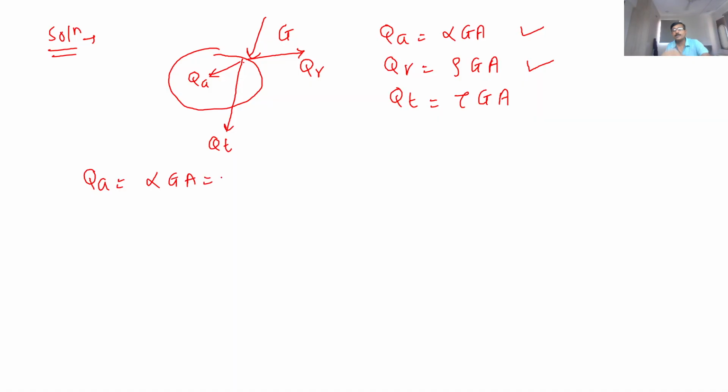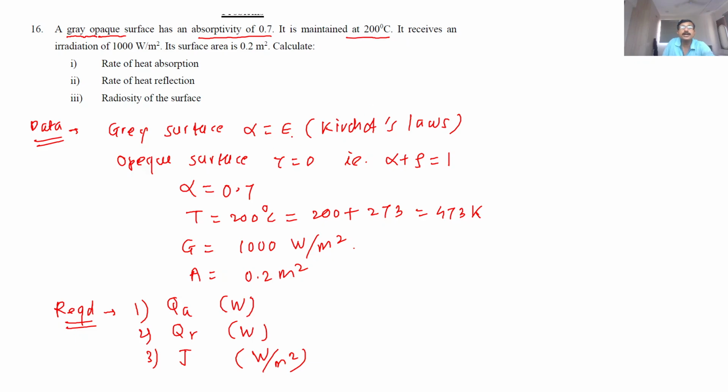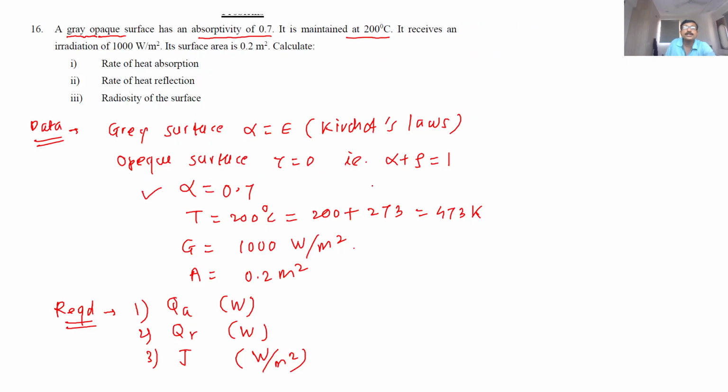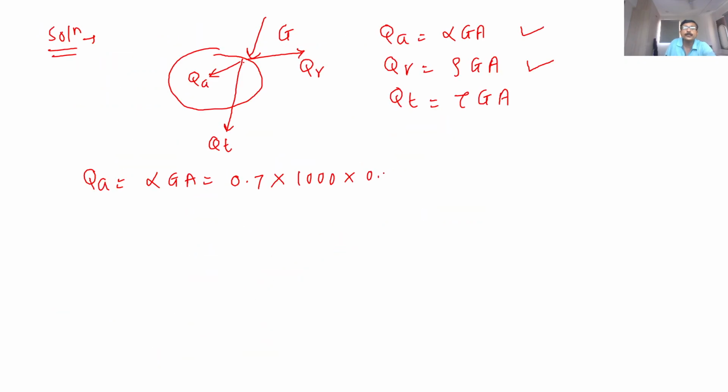Now what is the value of alpha? Let's check in the data. Alpha is equal to 0.7. It is given here. How much is G? 1000. And what is the area given? 0.2. So the answer of QA, I have already calculated it for you, is 140 watt. This is answer number 1. You cross check it with your calculator.